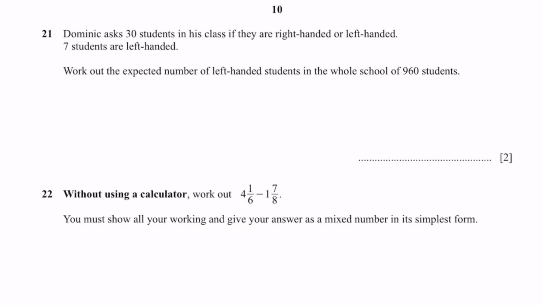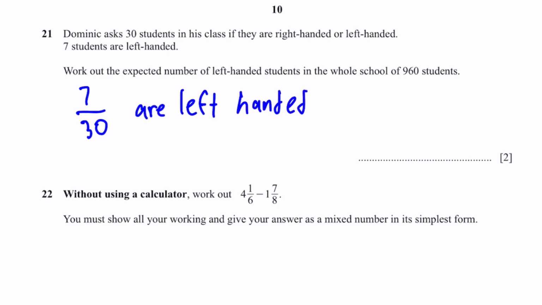Question 21. Dominic has 30 students in his class who are right or left-handed. 7 students are left-handed. Work out the expected number of left-handed students in the whole school of 960 students. So 7 by 30 are left-handed. We can easily see that from Dominic's information. 30 students, 7 are left. So 7 by 30 are left-handed. And that means 7 by 30 into 960.